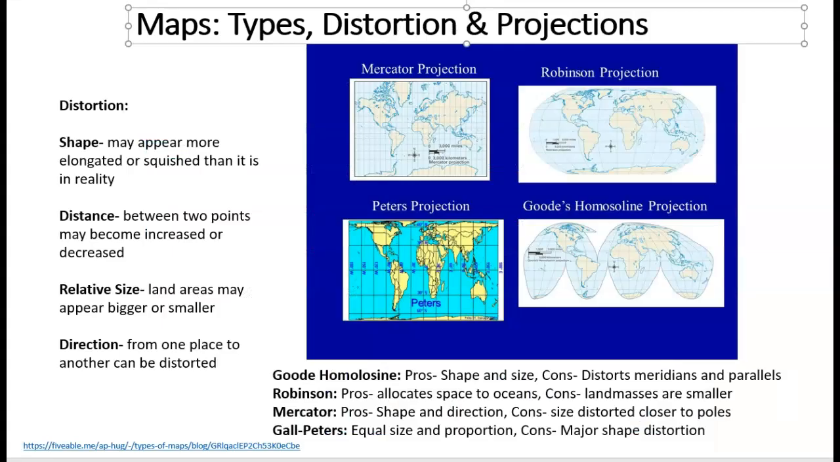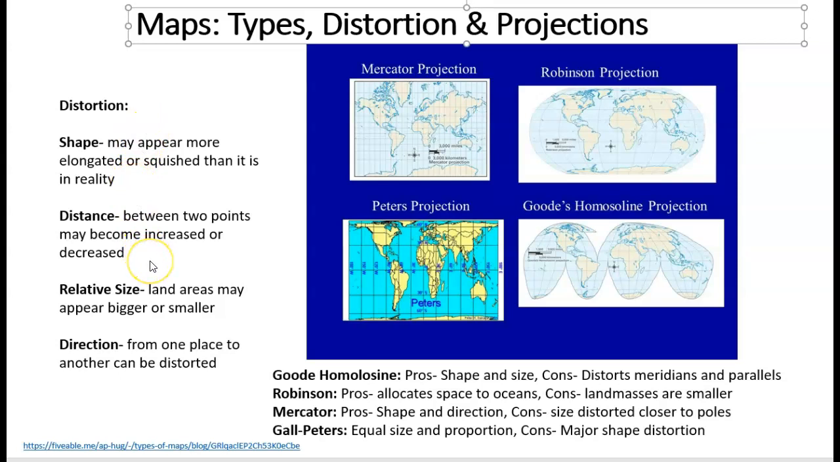Next, we have maps. So you want to know different types, how maps can be distorted, and how projections can look different. So let's first talk about distortion. Maps are two-dimensional, but the Earth itself is not two-dimensional. It's three-dimensional. So with that being said, you've got distortion that can impact the shape of land masses, where land may appear more elongated or squished than it is in reality.